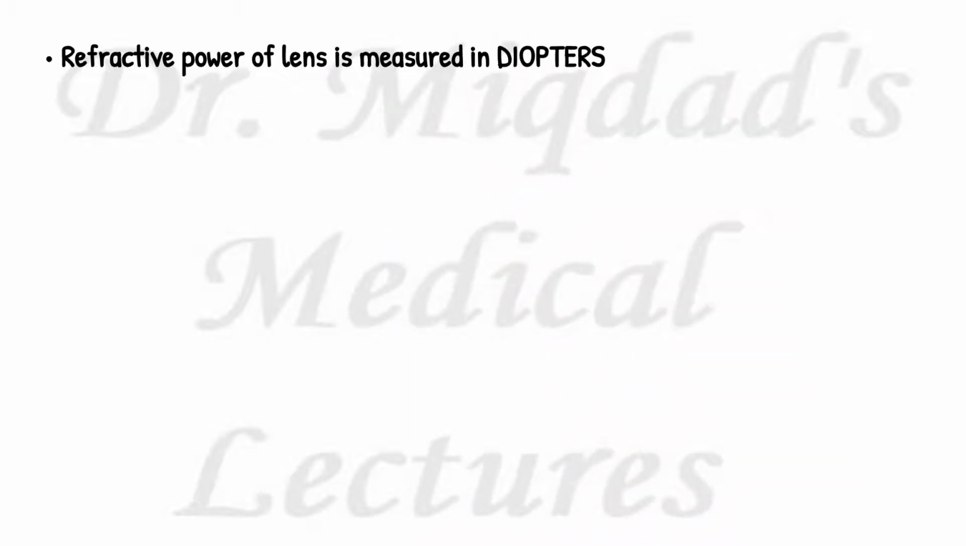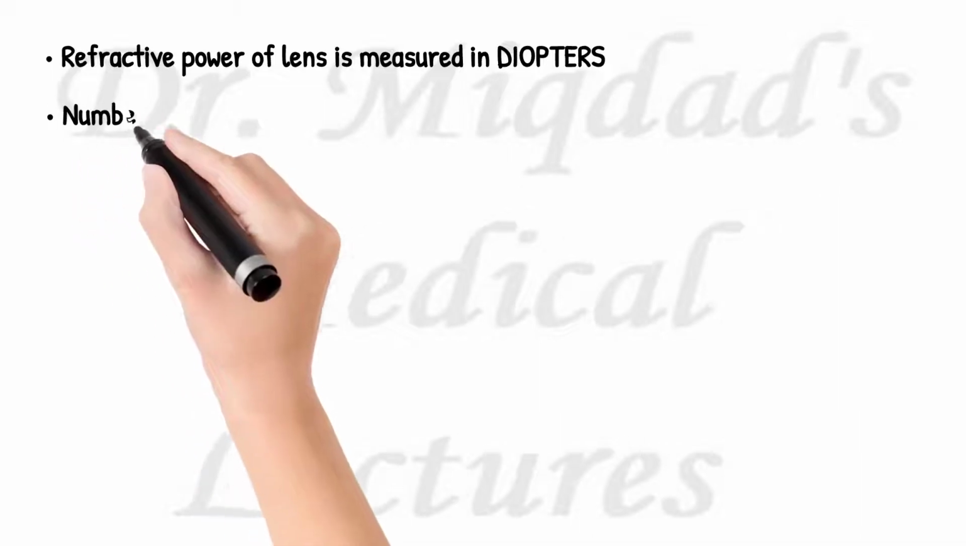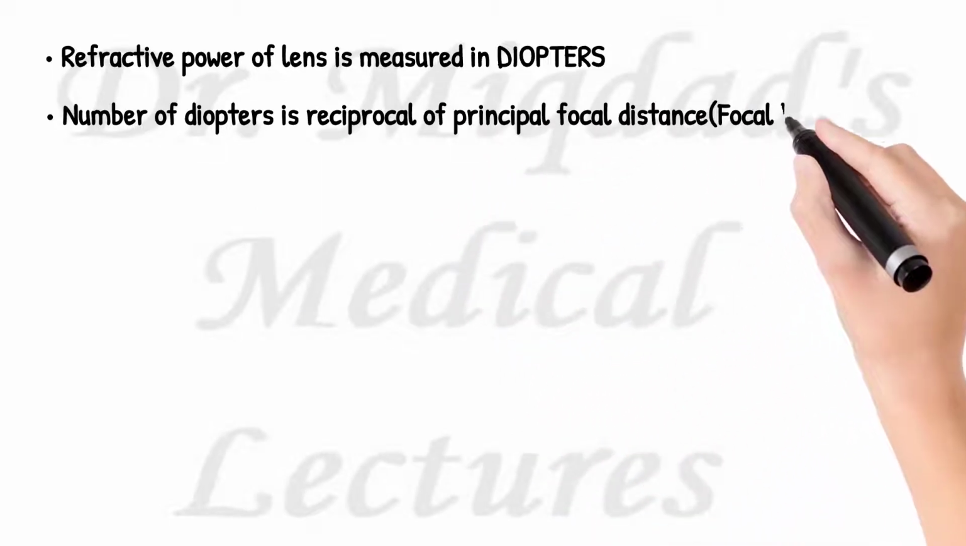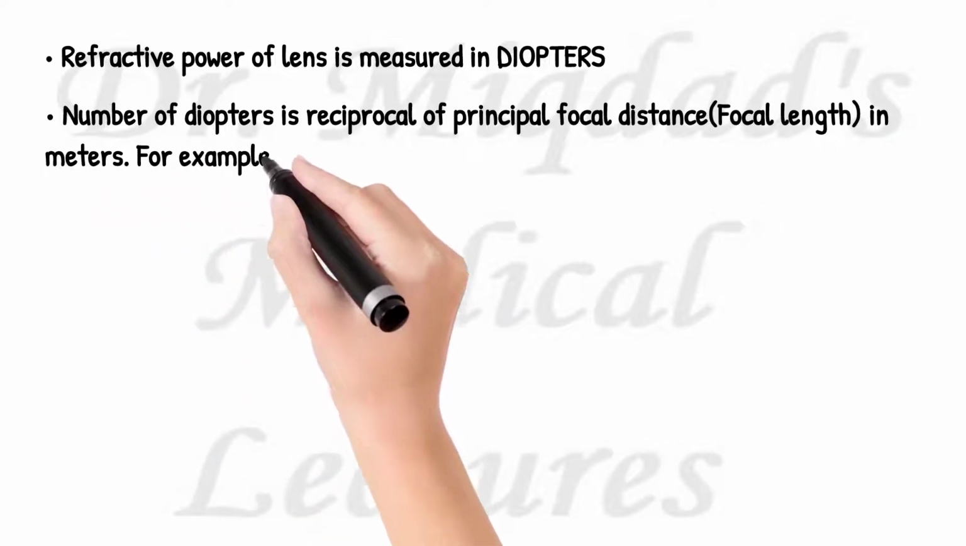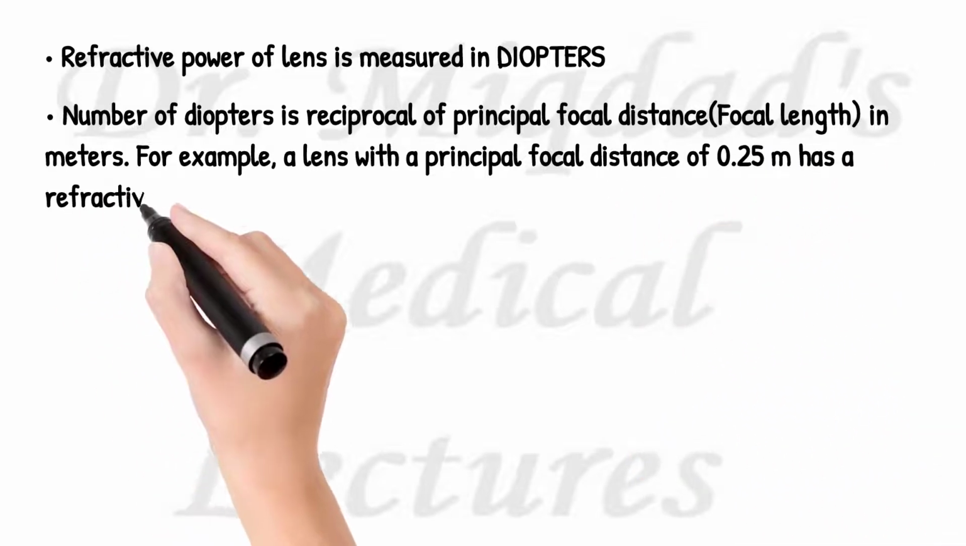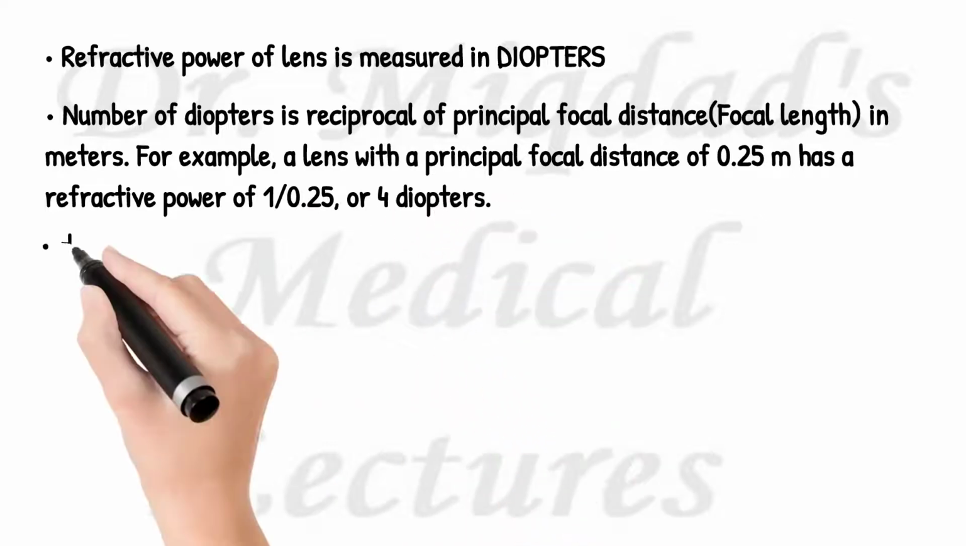Now, calculation of diopters is very easy if one knows the focal length of the lens. We already discussed that focal length is the distance at which a lens focuses parallel rays of light. So, if a lens focuses light at a distance of 0.25 meters, then its focal length is 0.25 meters. The number of diopters is just the reciprocal of the focal length of the lens in meters. For example, a lens with a focal length of 0.25 meters has a refractive power of 4 diopters. The human eye has a refractive power of approximately 60 diopters at rest.